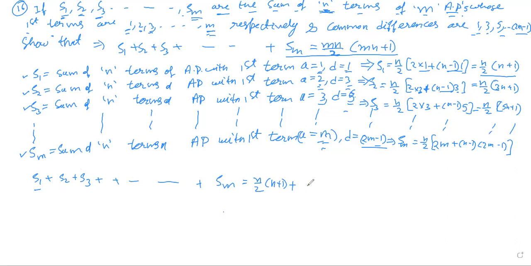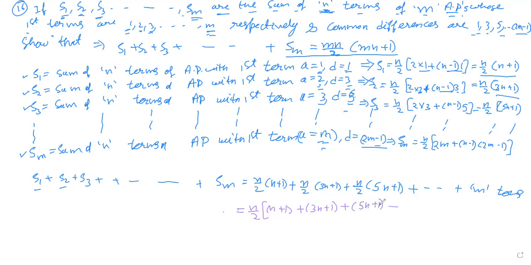In place of S2 we write n by 2 into 3n plus 1, plus n by 2 into 5n plus 1, and so on up to m terms. Why m terms? As there are m APs. So there will be m terms. Now in all these m terms, n by 2 is common. So if we take it common, first gives n plus 1, second 3n plus 1, third 5n plus 1, and last up to m terms.